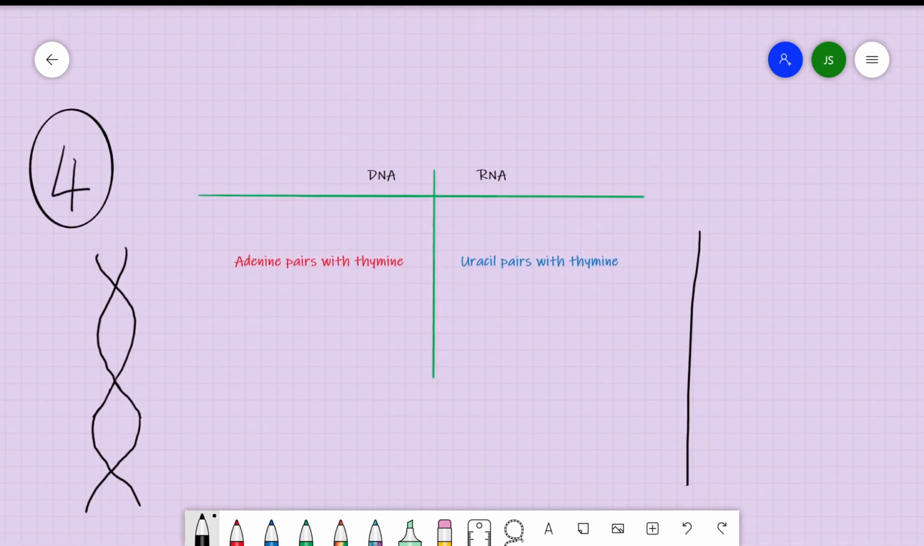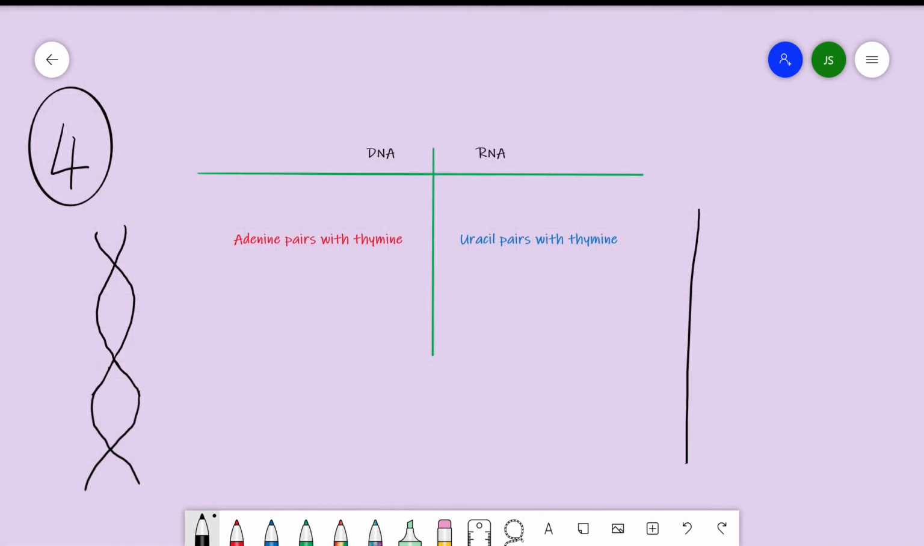Fourth difference, DNA has the pairing of adenine with thymine. To remember this, think of the A in adenine and think of the structure of DNA and try to picture an A within the structure. A for adenine.